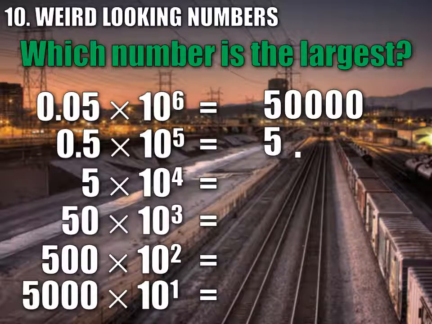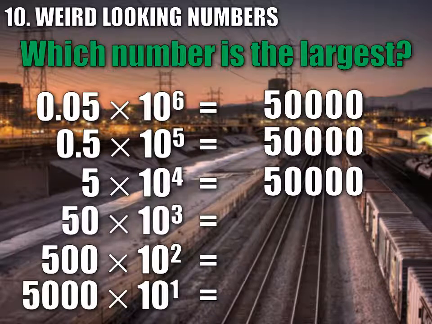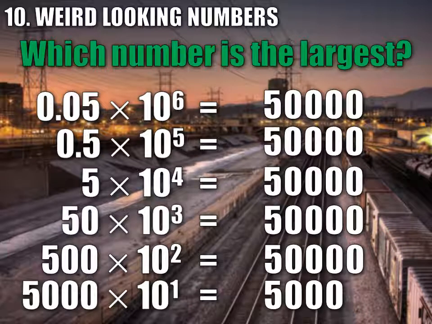0.5 needs to get 5 spaces larger. 5 needs to get 4 spaces larger. Remember, there's always an invisible decimal point after every number. The number 50 needs to get 3 spaces larger. Invisible decimal point. 500 needs to get 2 spaces larger. Invisible decimal point. And the number 5,000 needs to get 1 space larger.